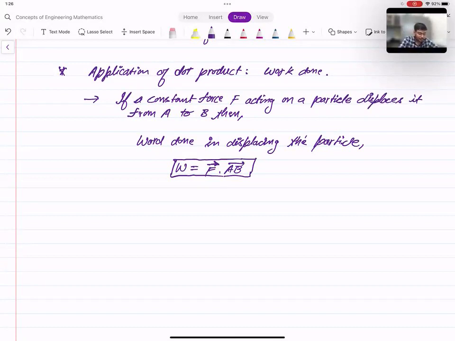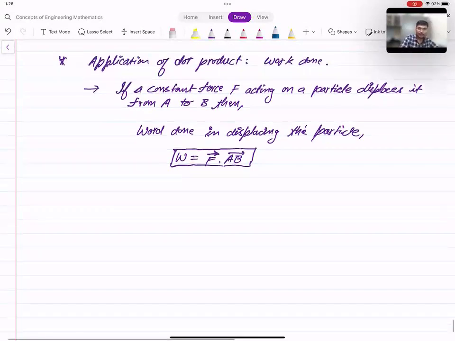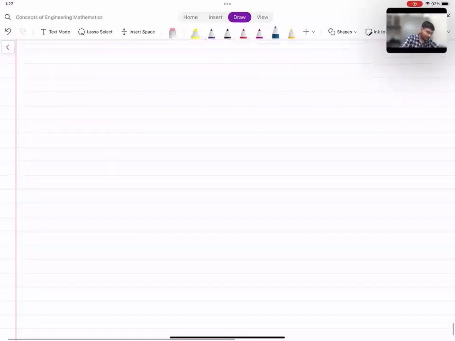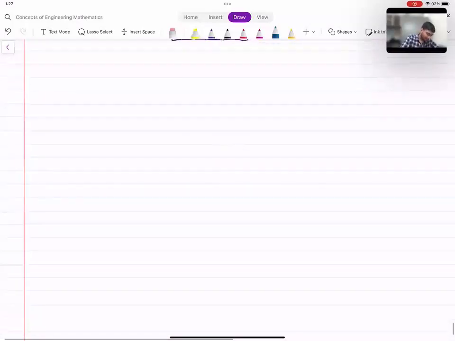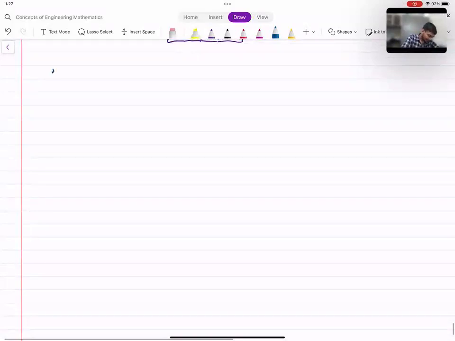So with this we have now seen important things related to the scalar product or dot product of vectors. Let us quickly solve a numerical to find the angle between two vectors if the vectors are given, and then we will see the vector product or cross product. Suppose we are given two vectors.